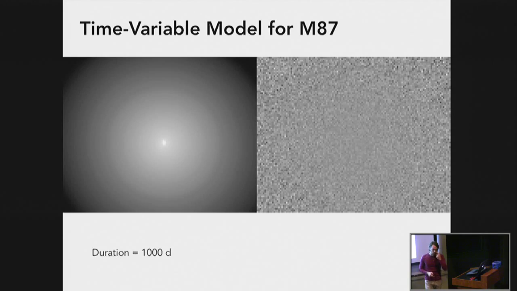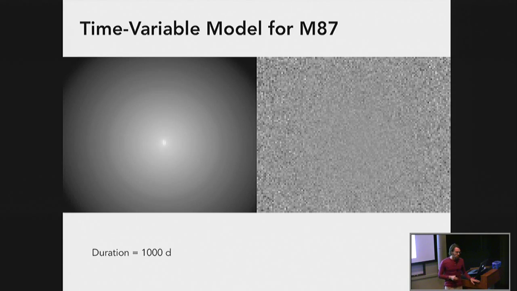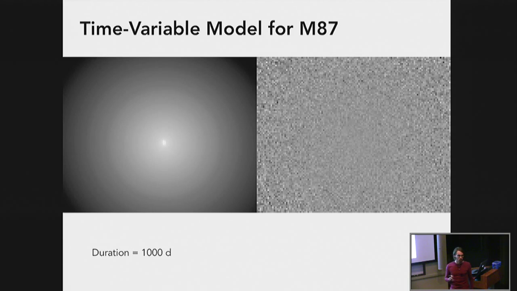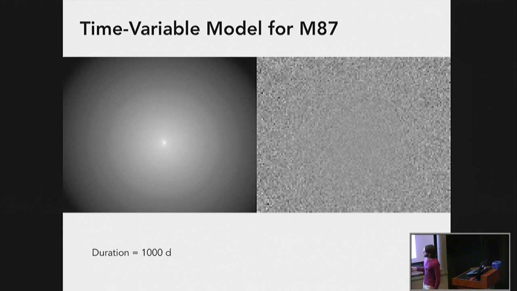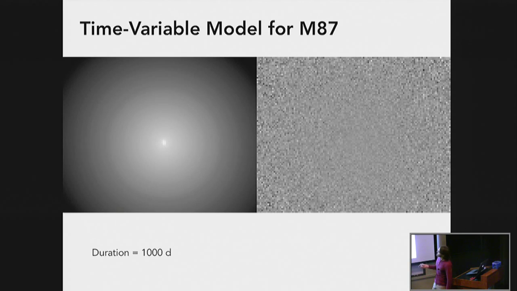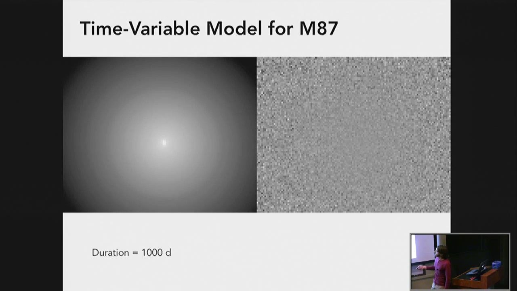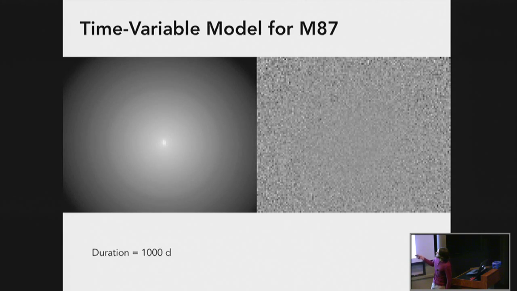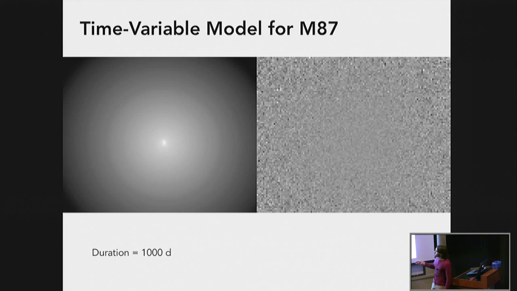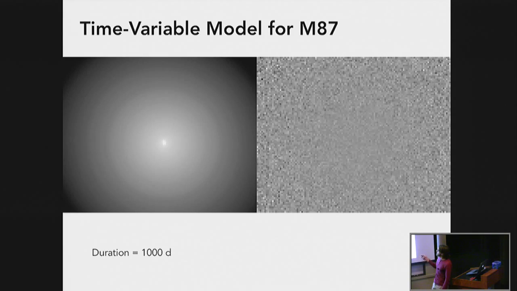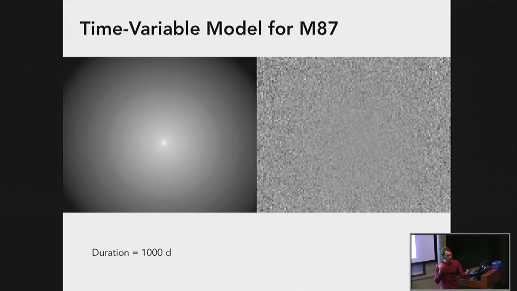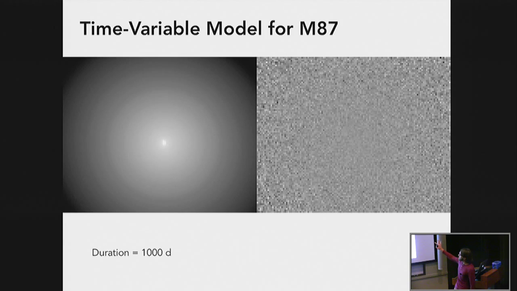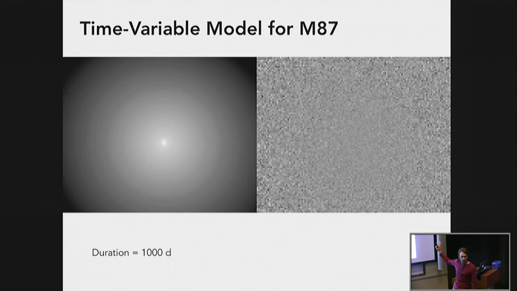What we then did was make a model for time variability for the nearby giant elliptical galaxy M87, and you'll see why we chose that galaxy in a moment. This is a movie. The movie spans 1,000 days, obviously sped up. This is the model, sort of the actual brightness, and this is the model where we divided by the mean flux at each pixel, mean over the baseline. So you can see, if you look carefully, the fluctuations in time.